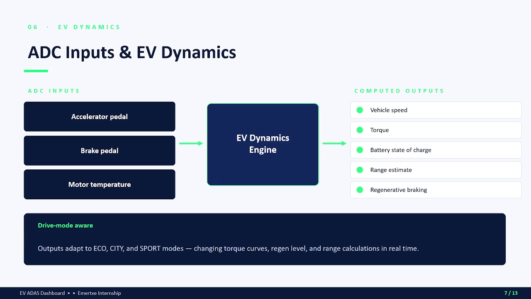The accelerator, brake, and motor temperature are simulated using potentiometers connected to ADC channels. The ADC converts analog voltage into digital values. The EV control module uses these values to calculate torque, vehicle speed, battery state of charge, remaining range, and regenerative braking. Different drive modes such as eco, normal, and sport change the vehicle's performance.